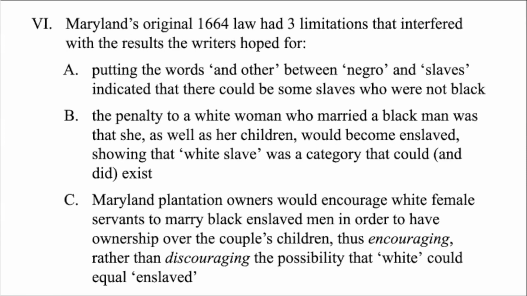Maryland's original 1664 law had three limitations that interfered with the results the writers hoped for. Putting the words "and other" between Negro and slaves indicated that there could be some slaves who were not Black. The penalty to a white woman who married a Black man was that she, as well as her children, would become enslaved, showing that white slave was a category that could and did exist. Maryland plantation owners would encourage white female servants to marry Black enslaved men in order to have ownership over the couple's children, thus encouraging rather than discouraging the possibility that white could equal enslaved.